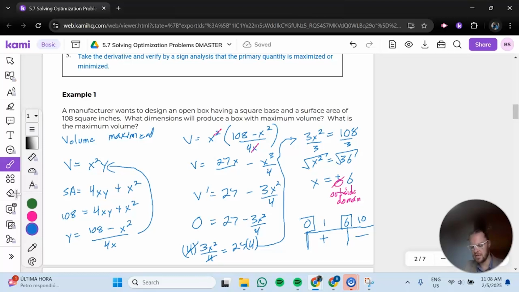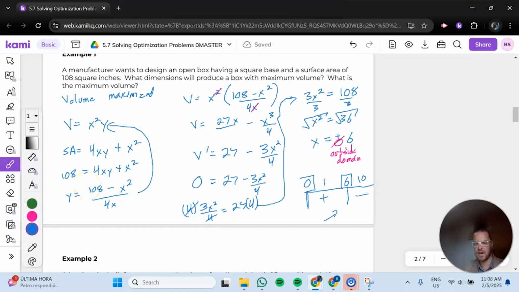So it did indeed change sign. And we also know that very specifically it went up and then down. So it did create a maximum there. All right, so our maximum does happen at 6 for our x. Now, does this tell us what is the maximum volume? Oh, all it wants is that maximum volume.